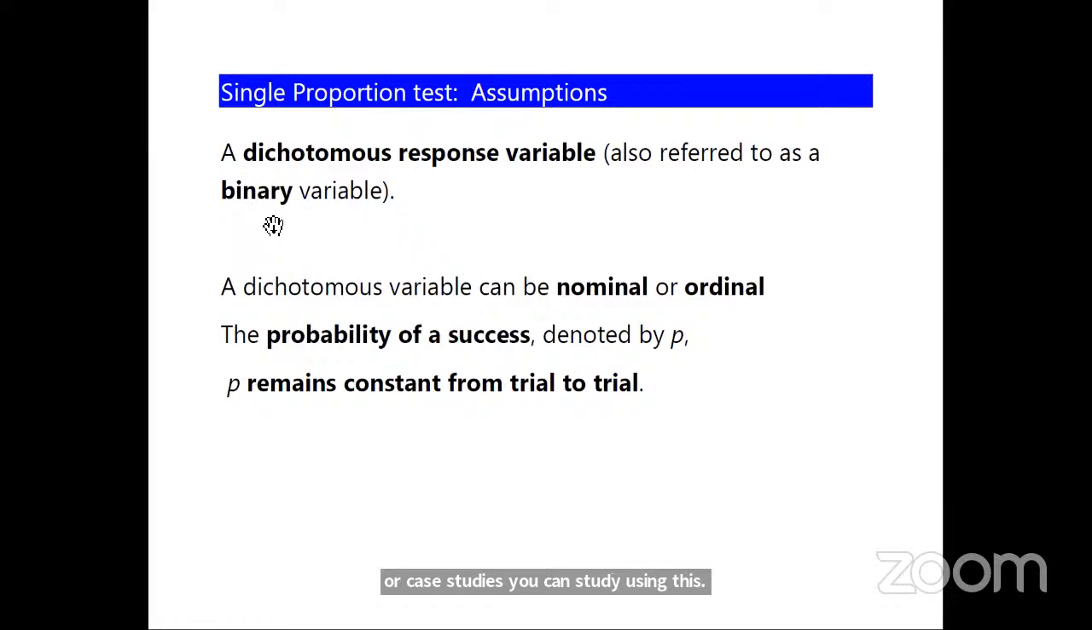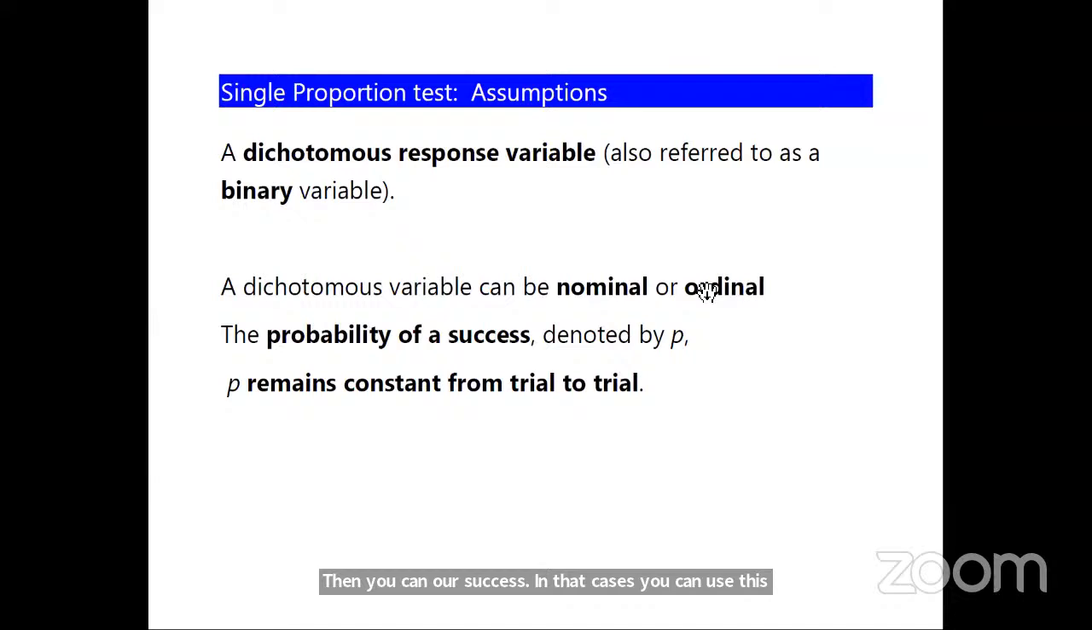Okay, now see here, what are the requirements of this test? We will see that first. A dichotomous response variable means your question should be answered like yes or no. Only two categories should be there, isn't it? When you have only two characteristics or two answers to your response, yes, no, or success, failure, in those cases you can use this test. Okay, it can be nominal or ordinal.